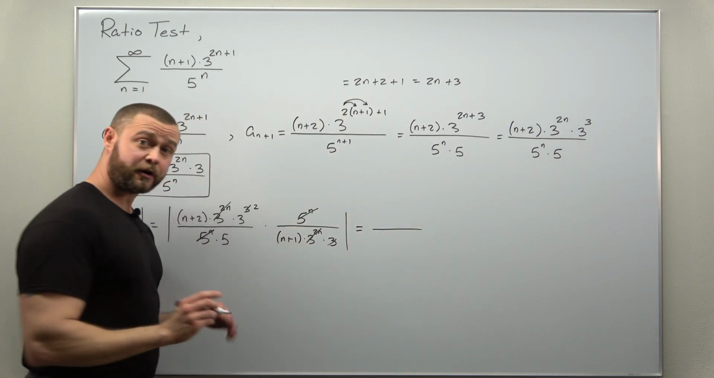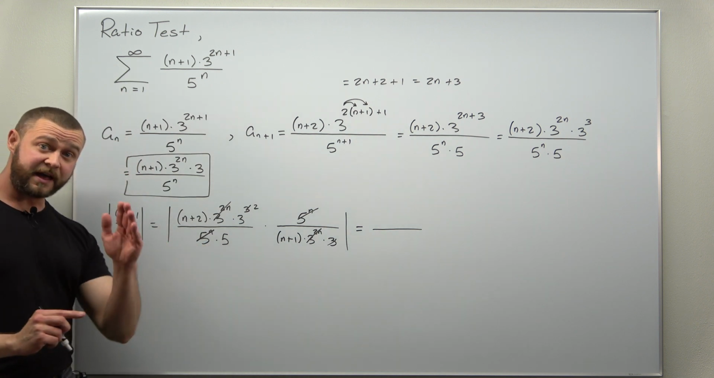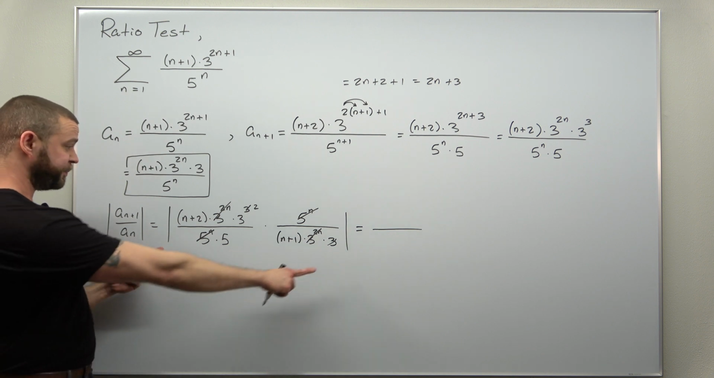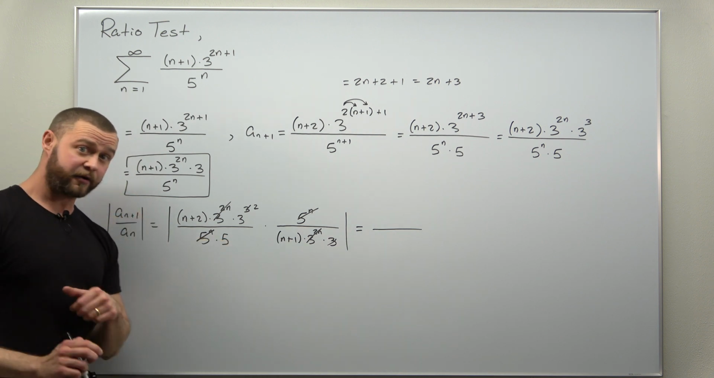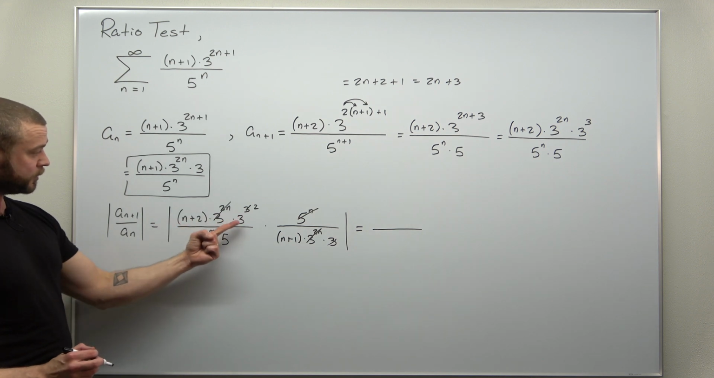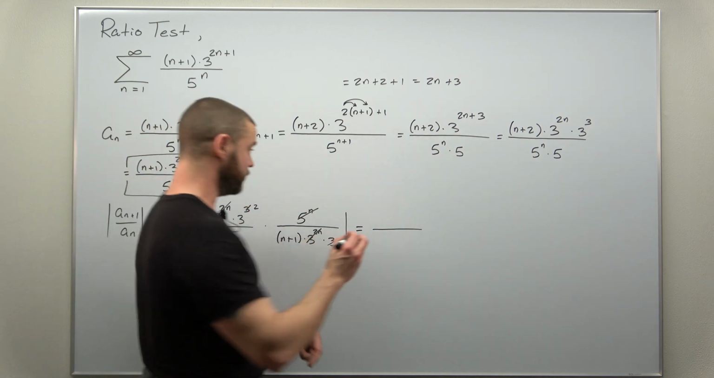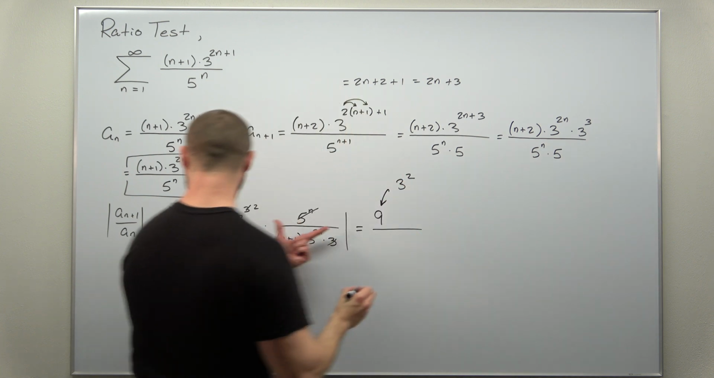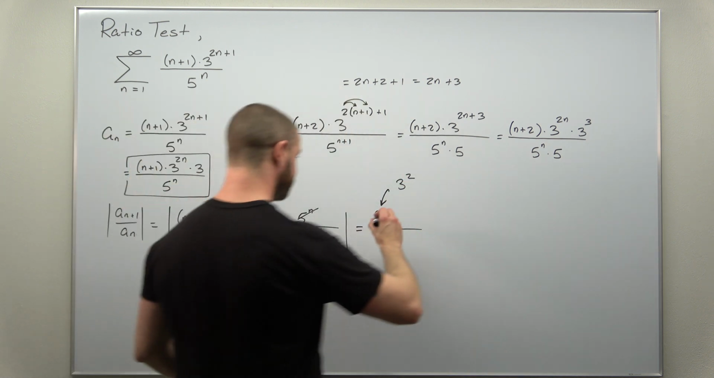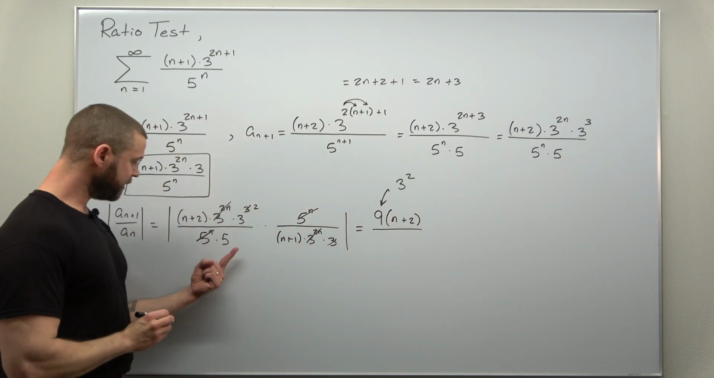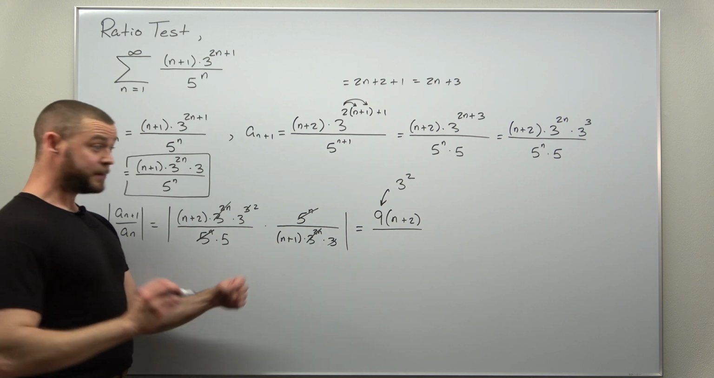And all your powers here are going to be positive. Your values of n go from 1 to infinity. N plus 2 and n plus 1 will be positive. So the absolute value won't matter here, since all the quantities inside are going to be positive. And it looks like what we're left with is 3 squared, so 9, but times n plus 2. And in your denominator, we have a factor of 5 times n plus 1.